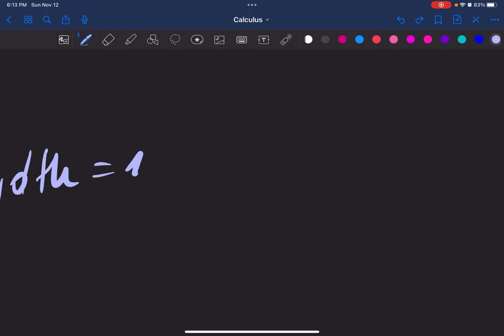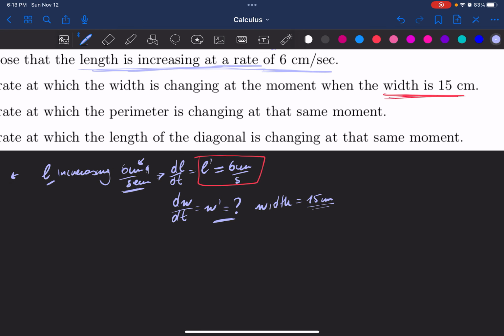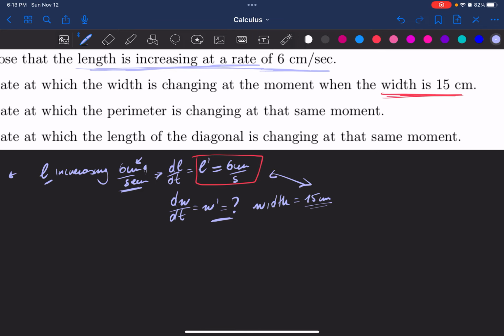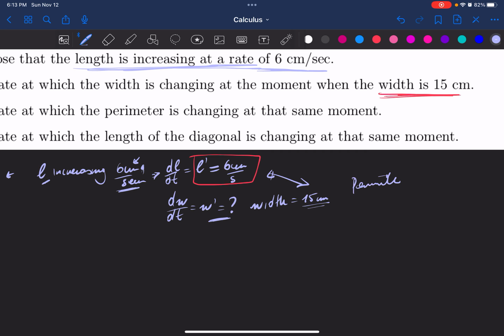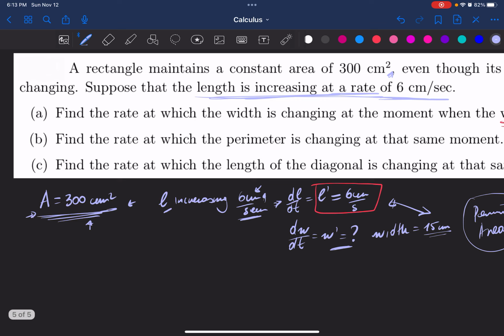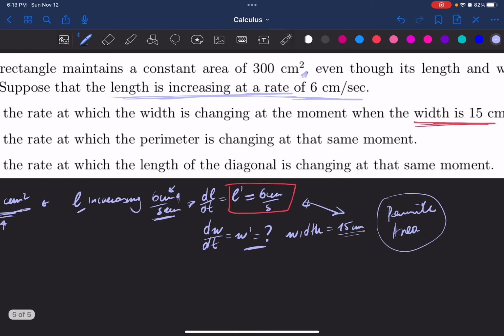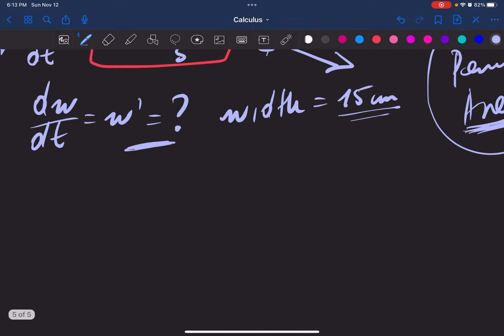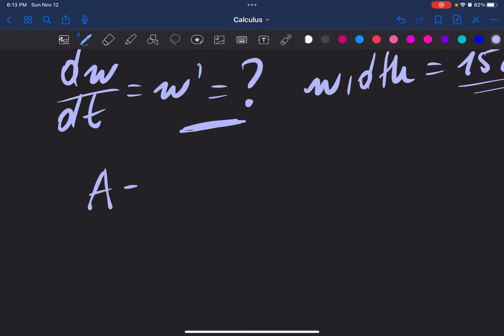So when I hear this, I want to figure out a way to solve this. The way I will approach this is first to identify the relationship between the length and the width. For the relationship between the length and the width, we can either use the perimeter or we can use the area. However, if we go back to our first sentence, they say that the rectangle maintains a constant area of 300 centimeters squared. So what that means to me is that the conditions are set so that we use the area of this rectangle.